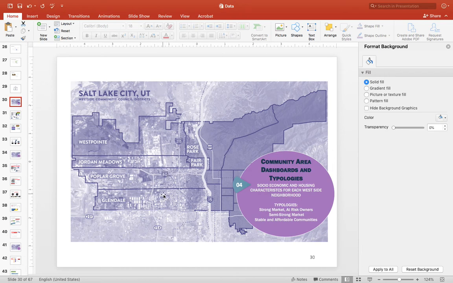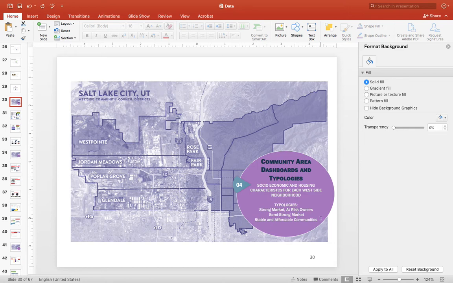neighborhoods as different types. So I created several typologies. There are 3: a strong market but at risk for homeowners, meaning that the market is doing very well, but the prices might be increasing too fast to the point that people, especially the homeowners, might be at risk. They're paying too much in mortgages and so on. Semi-strong market, so it's a market that might be mixed. Renters and owners are doing well, but the prices are not crazy just yet.